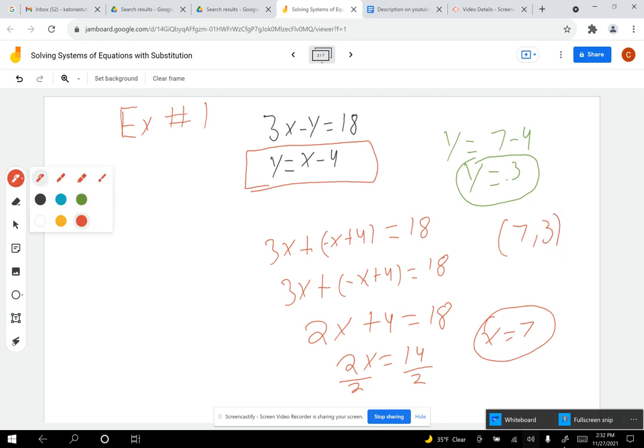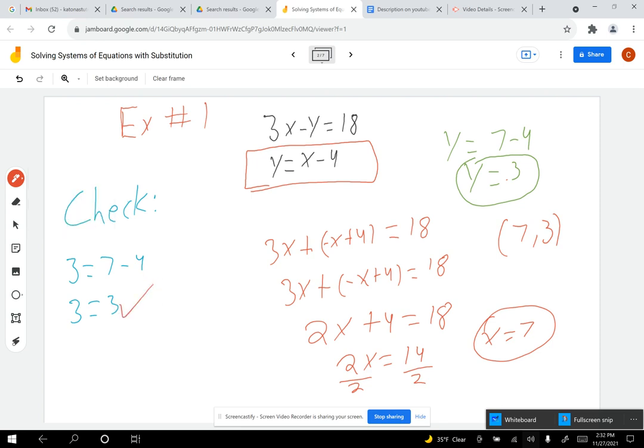Then lastly, I can check my work. Let's check. So let's use the second equation to make it easier on ourselves. I'm going to plug 3 in for y. 3 equals 7 minus 4, which is 3. So that works out. I got the right answer because that is correct.